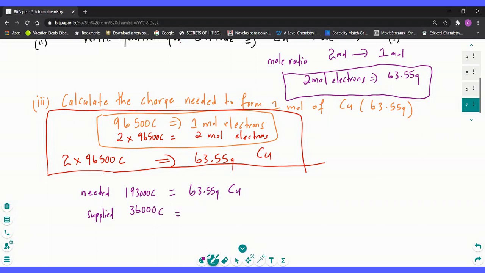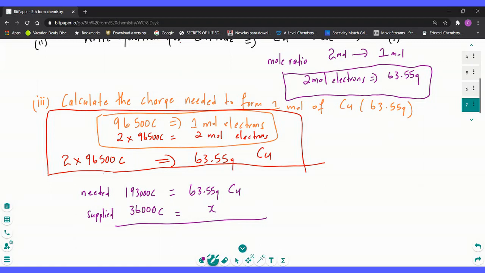We are going to see how much copper we can get from what we were supplied. Clearly, we're not going to get the 63.55 because we don't have that many coulombs. So how much can we get? That becomes our X. We had 193,000 to give us the 63.55, but we were only given 36,000. So how much copper can we get? That is what we don't know, and that is our X.